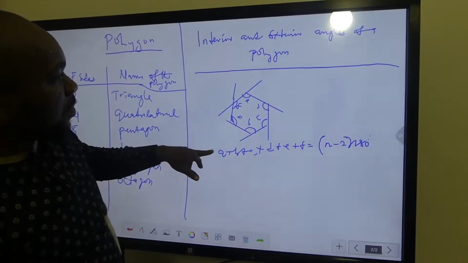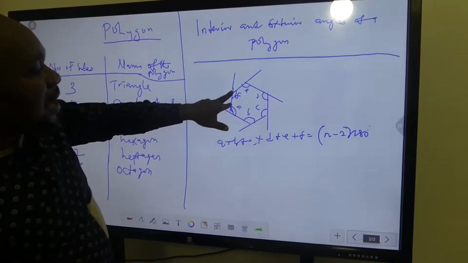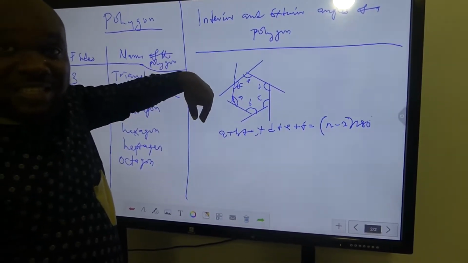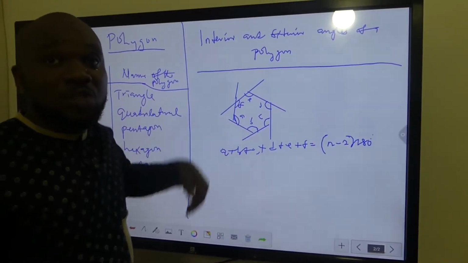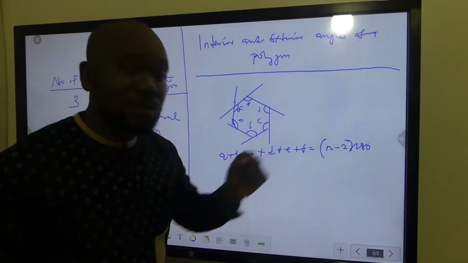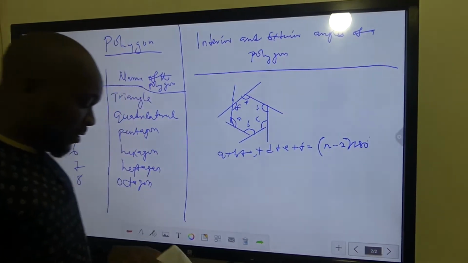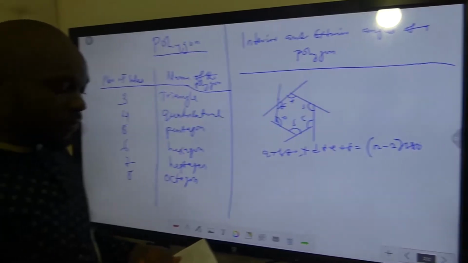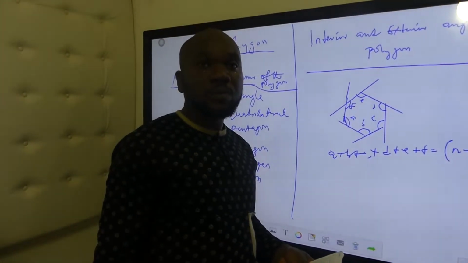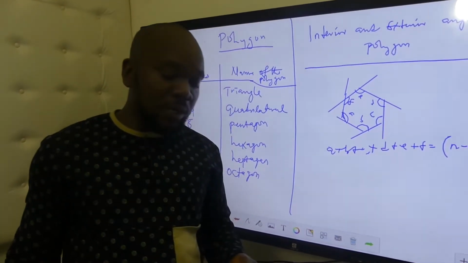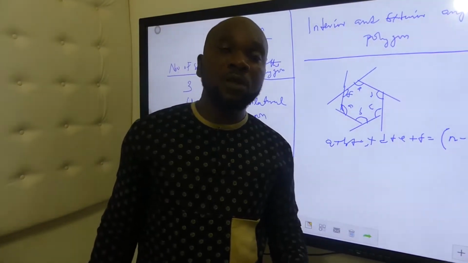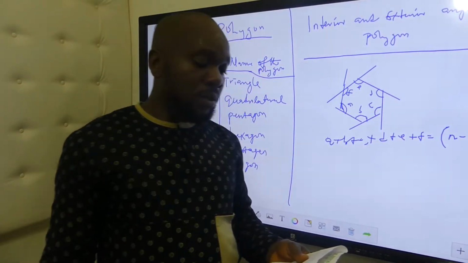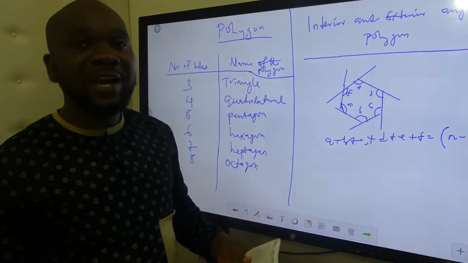So this is for the sum of the interior angles. Interior means the angle is located inside this polygon, so the sum of interior angles is equal to this. Then another one is the sum of the exterior angles. The sum of the exterior angles of a convex polygon is 4 right angles.